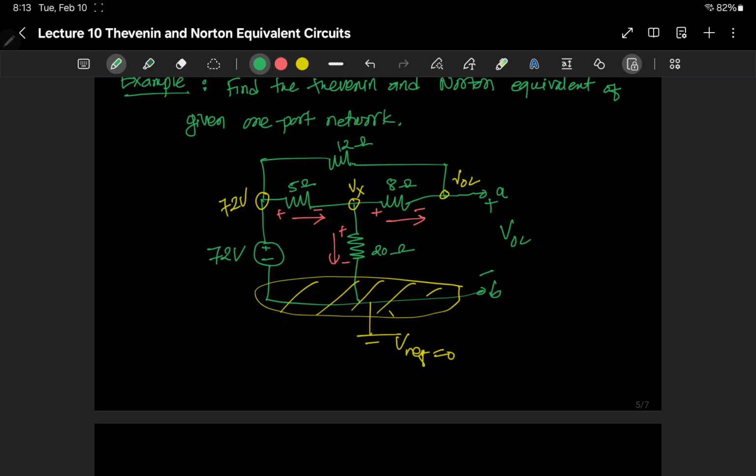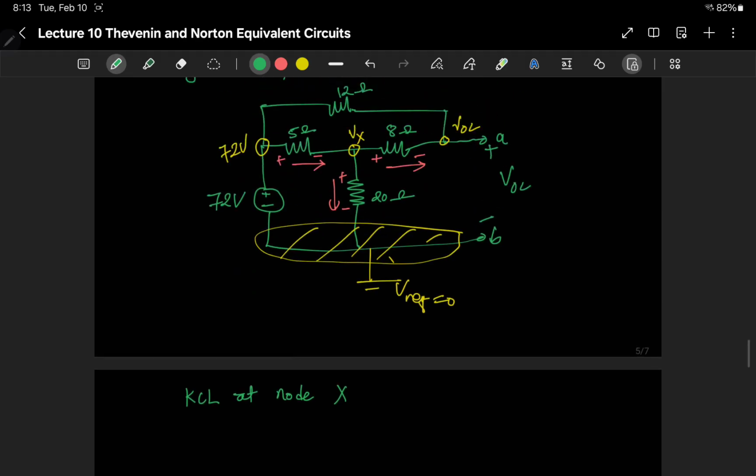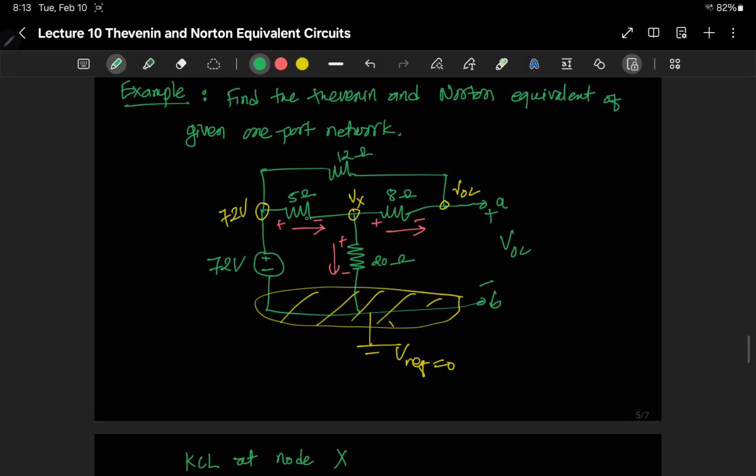Now let's go back and write KCL at the nodes, right? So we have two independent nodes. Write KCL at node X, which is here. So we have one current source coming and the two leaving. So this current, since this is the positive terminal, can be written as 72 minus Vx divided by 5, right?